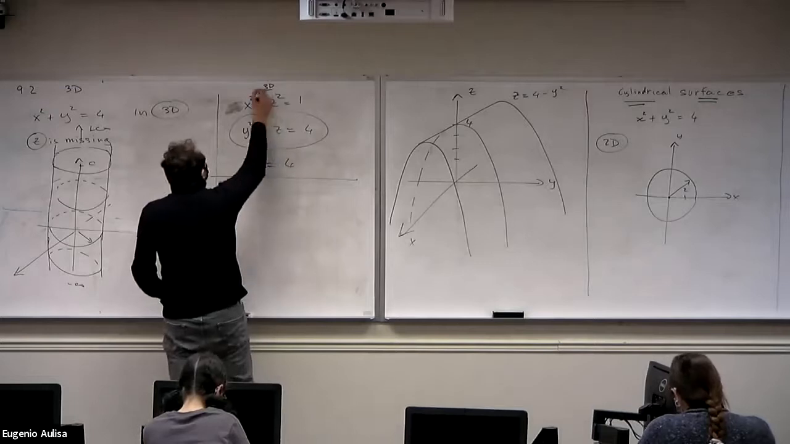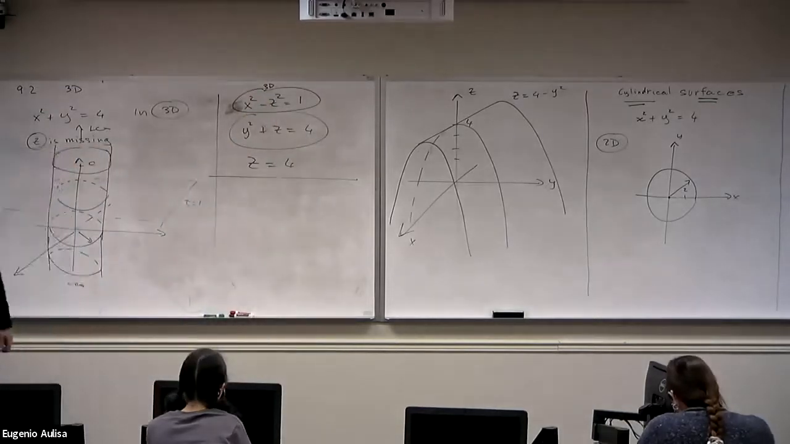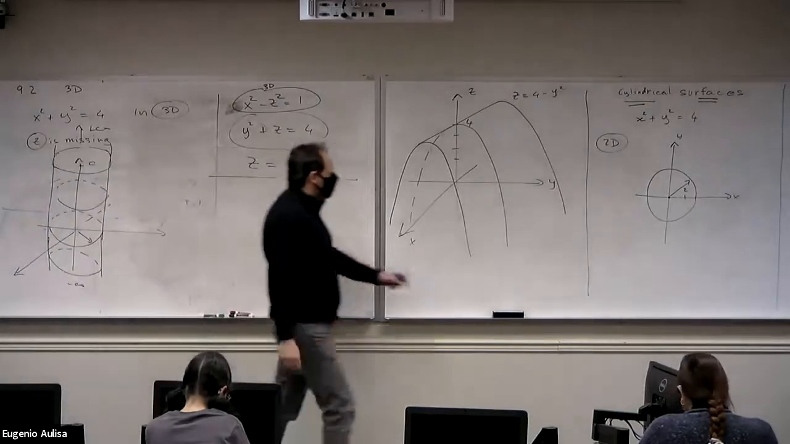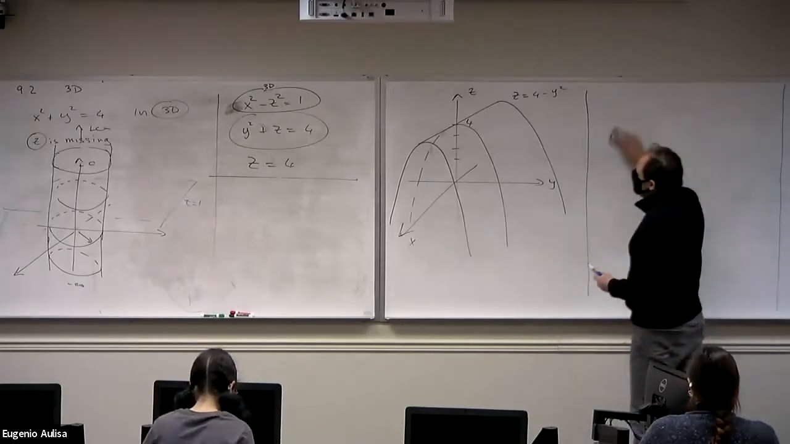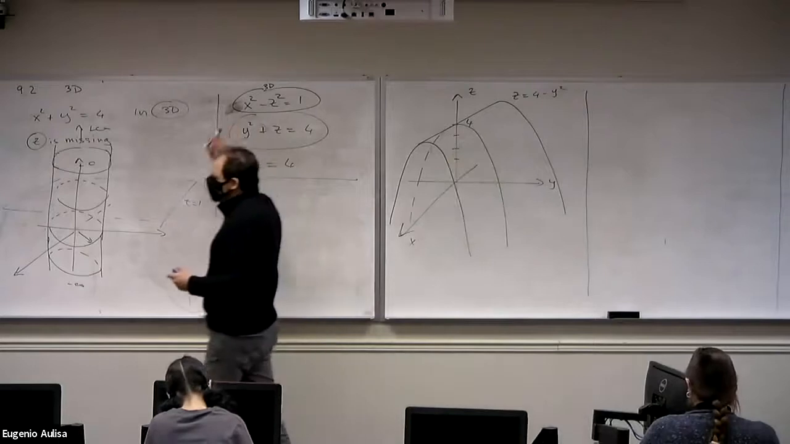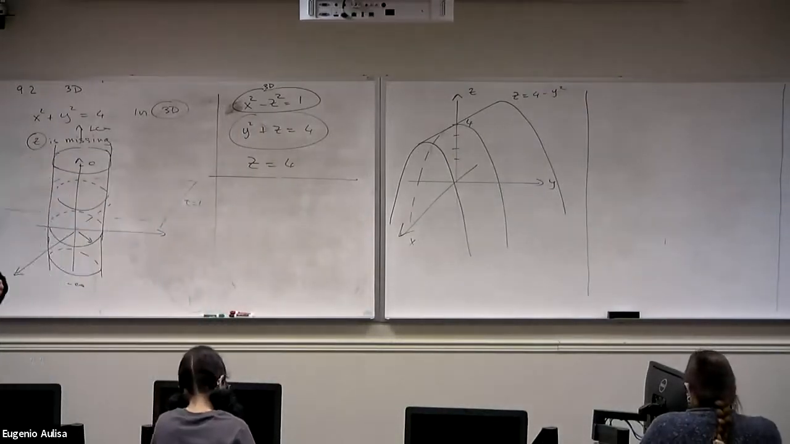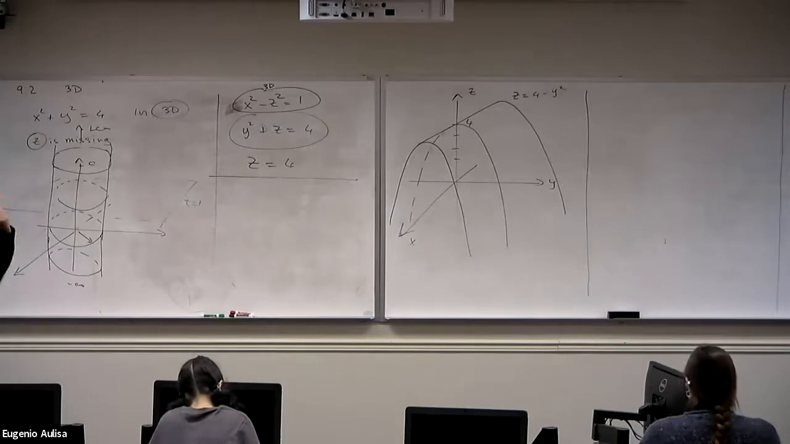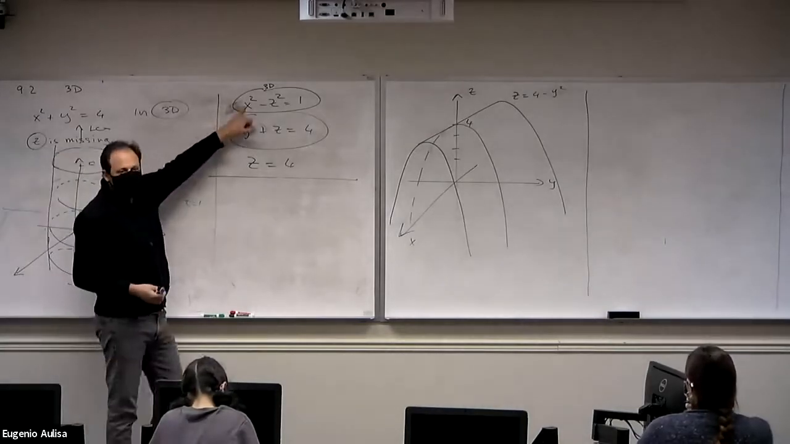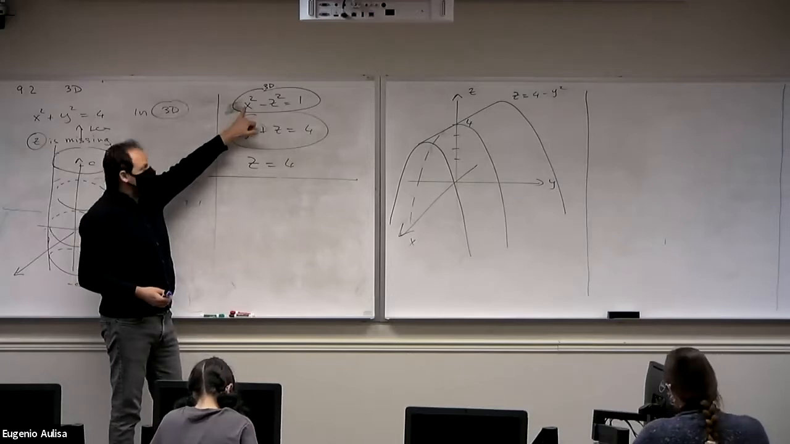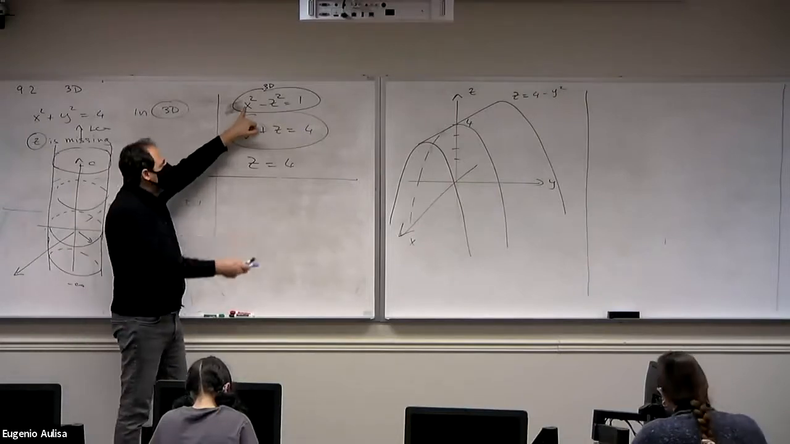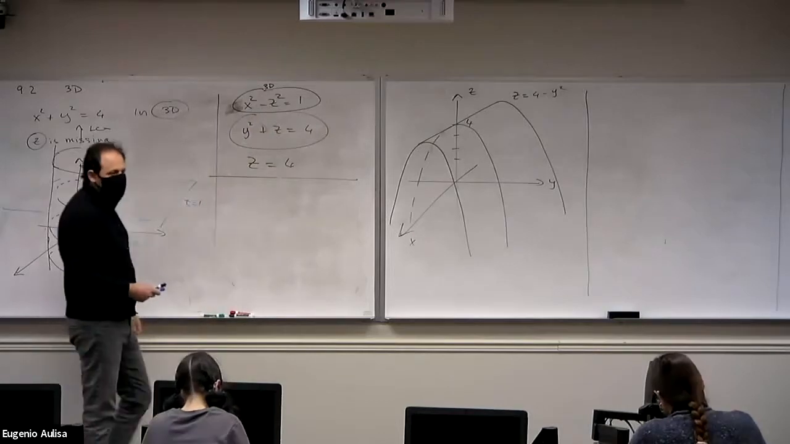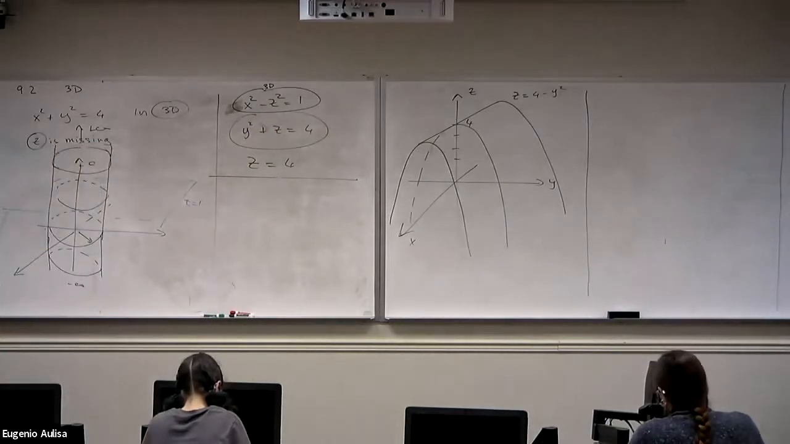So this is a little bit more tricky. Who knows what that is in 3D? Can you describe this surface? It is a cylindrical surface, right? Parallel to what? The evolution is going to be parallel to y, whose trace on the xz plane is what? This is that equation. Hyperbola.